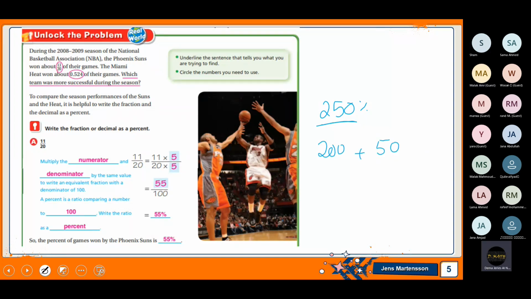So it is like 50% and 200%. 50% means 50 over 100, and 200% means 200 over 100. Then these zeros cancel, so we have 2 plus 50 over 100, zero cancels zero. 5 and 10, how do you simplify them? Divide 5 by 5 is 1, divide 10 by 5 is 2. So it will be 2.5.